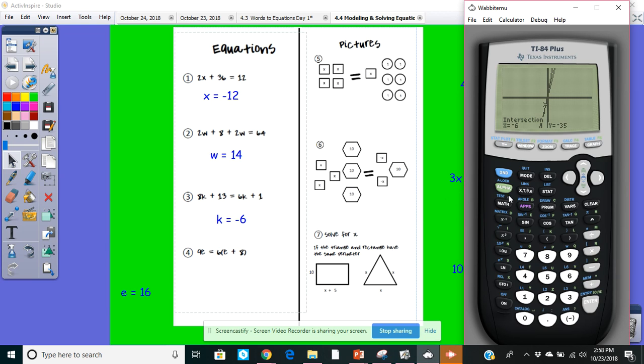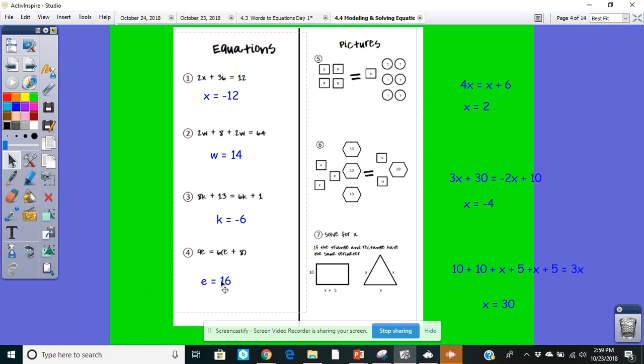And then finally, we've got one with parentheses. So I've got 9x, and then below it, I have 6, and then they open parentheses, x plus 8, and then they close parentheses. So second trace, 5, and right here I get x equals 16. So e equals 16.